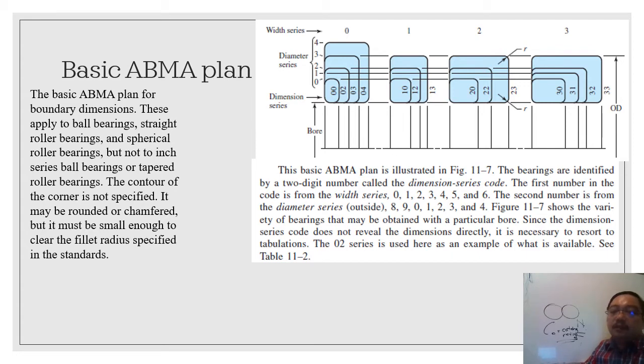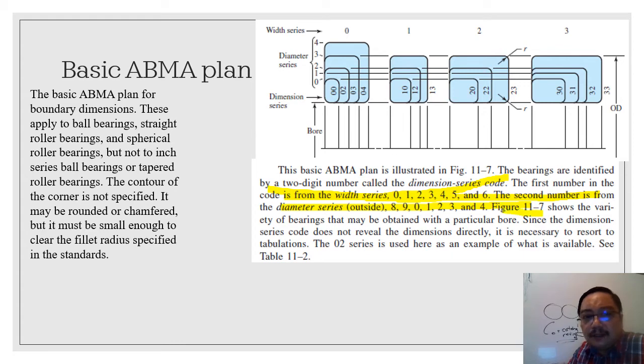Okay, this is how you know the series. You can study this. The bearing is identified by a two-digit number called the dimension series code. The first number is the code for the width series: 0, 1, 2, 3, 4, 5, and 6. The second number is from the outside diameter series: 8, 9, 10, 11, and so on.